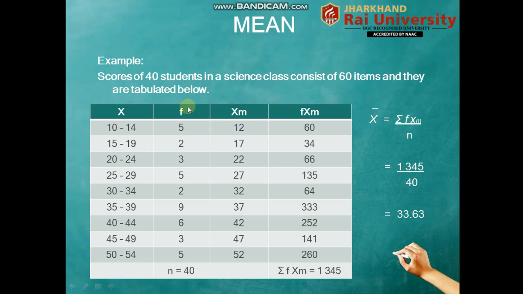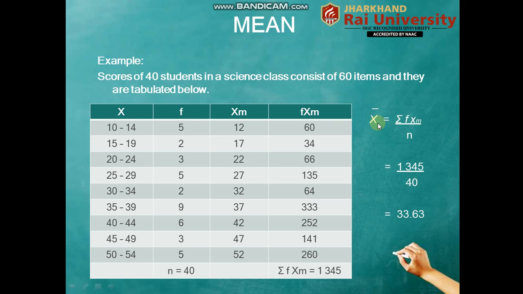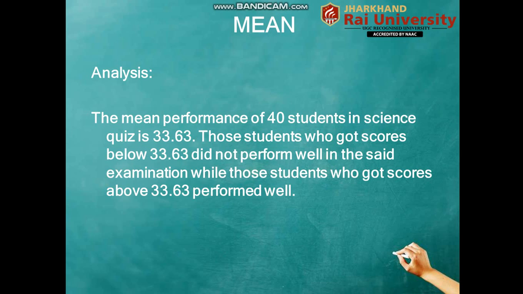So for FXm, we have to multiply F and Xm, that is 60, 34, 66, and we have to calculate the total, the sum of this FXm, that is 1345, and the total frequency F is 40, as the question also states that it is of 40 students. So X mean equals sigma FXm divided by N, which is 1345 by 40, that is 33.63. So what we analyze is that the mean performance of 40 students in the science quiz is 33.63, and those who got below this did not perform well in the said examination, while those students who got above this performed well.